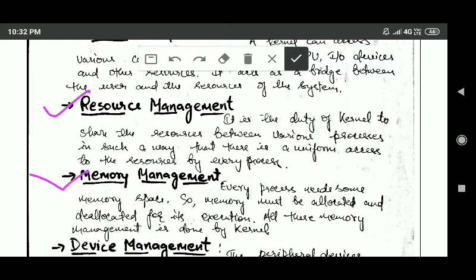Next function of the kernel is memory management. Every process needs some memory space. So, memory must be allocated and deallocated for its execution. All these memory management is done by kernel.